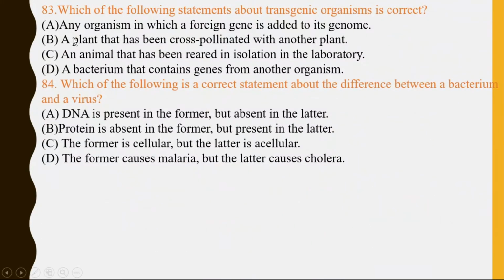Question number 83. Which of the following statements about transgenic organism is correct? A. Any organism in which foreign gene is added to genome. B. A plant that has been cross-pollinated with another plant. C. An animal that has been reared in isolation in laboratory. D. A bacterium that contains genes from another organisms.